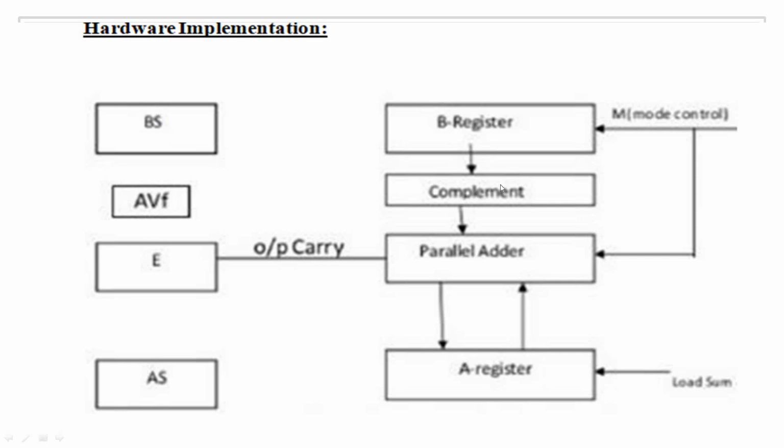Here we are having complement and parallel adder, that is a combinational logic circuit. These can perform addition or complement operation based on the mode. The final result will be stored in A register, and A sign will be stored in AS register based on this combinational logic circuit operations. If there is any output carry, that will be stored in E register. If any overflow occurs, that will be stored in overflow register.